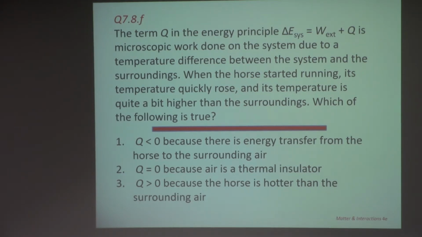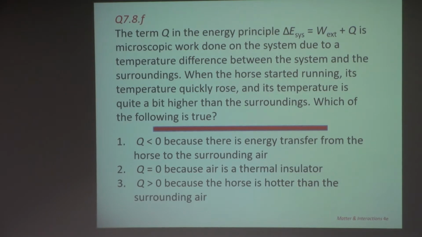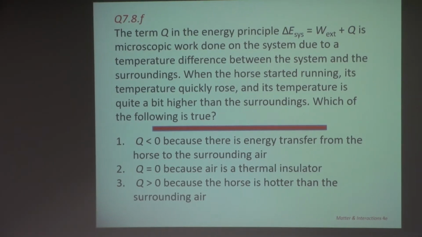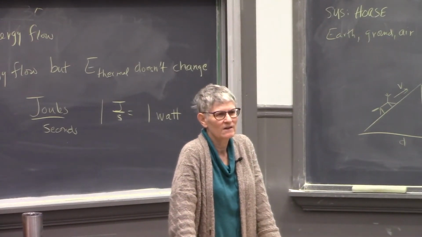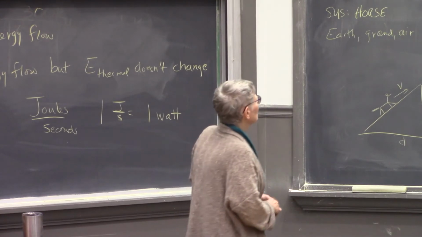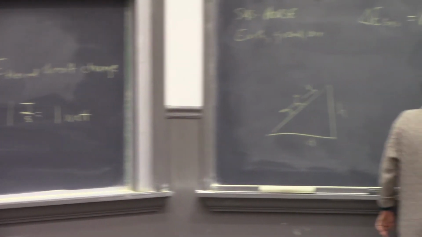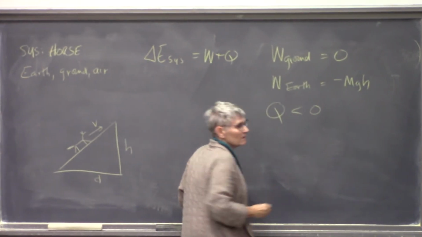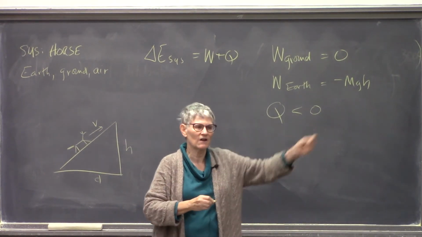And our system is the horse. So there is a temperature difference between the horse and the air, right? So Q is not zero. So is it positive or negative? Negative. Q is negative because the horse is hotter than the air. So energy is flowing from the horse to the air.